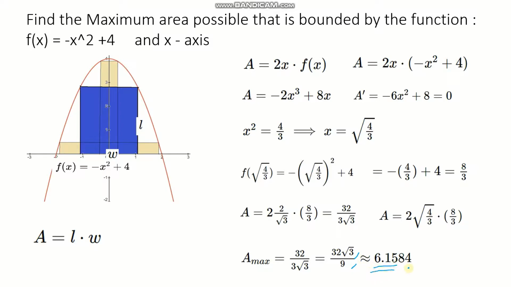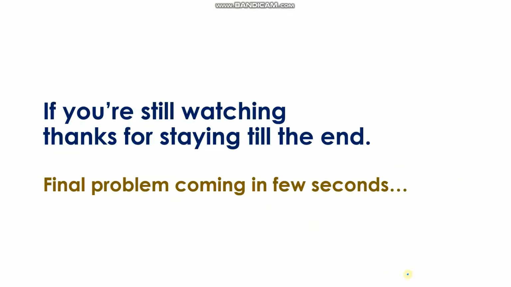Approximately 6.1584. So the maximum area possible of our rectangle bounded by the x-axis and our function is 6.1584 units.